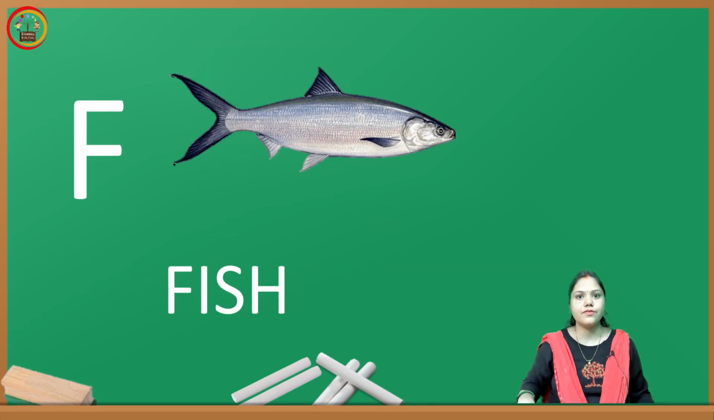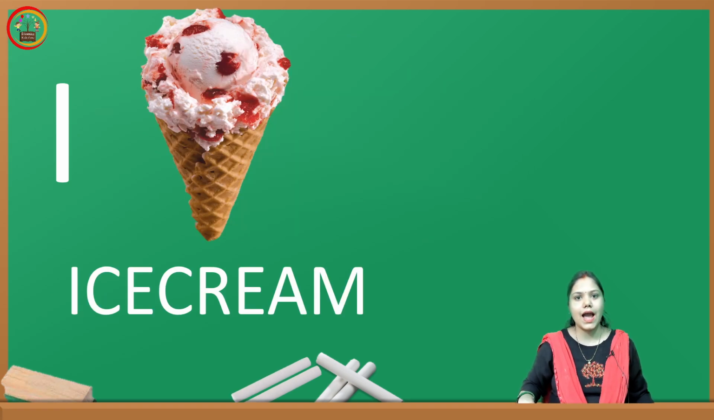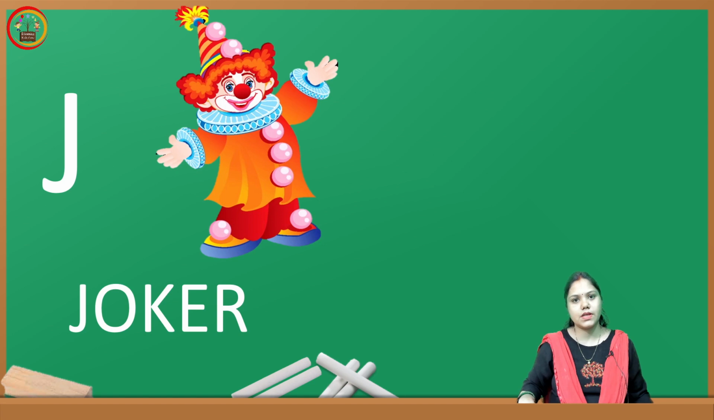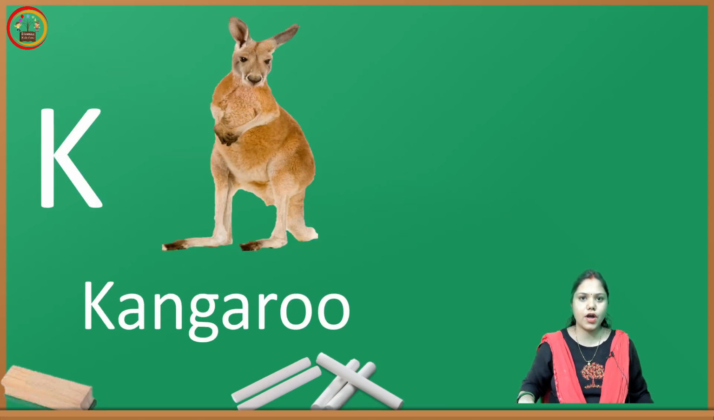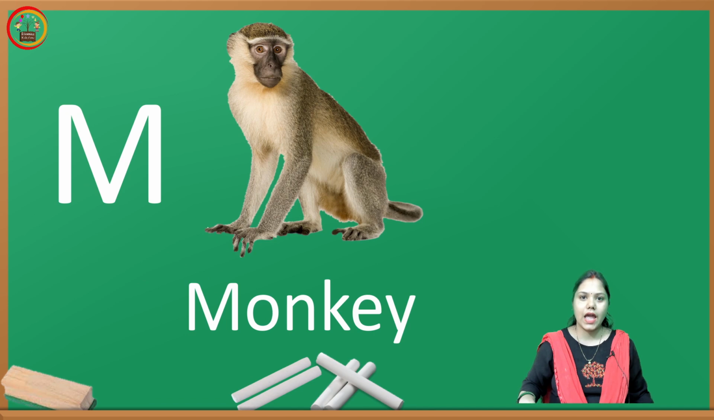F for fish. G for gun. H for hat. I for ice cream. J for joker. K for kangaroo. L for lion. M for monkey.